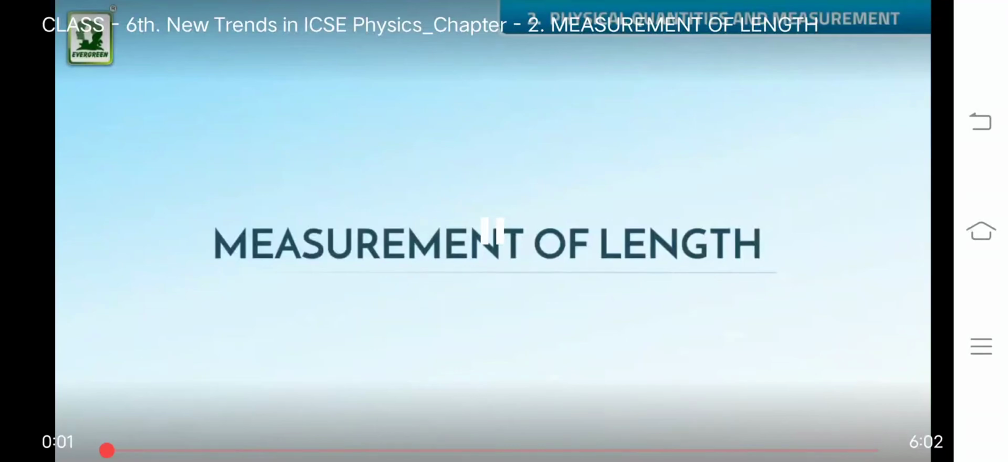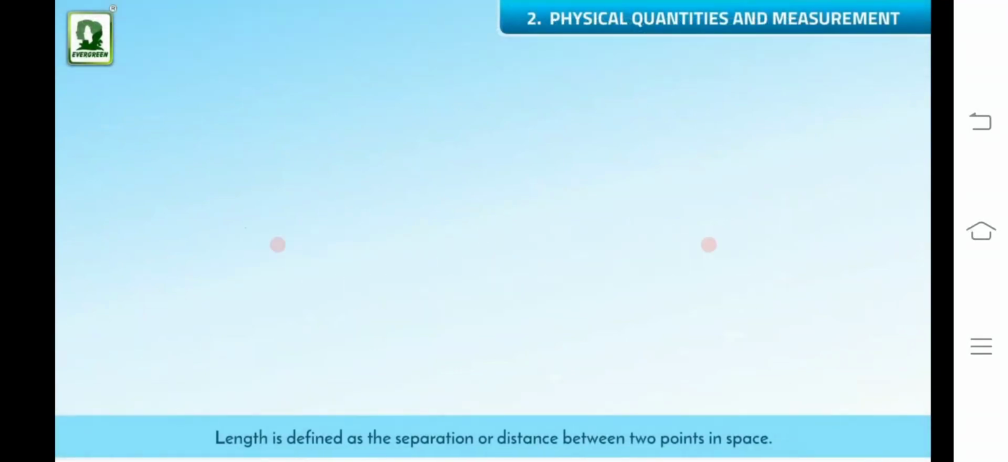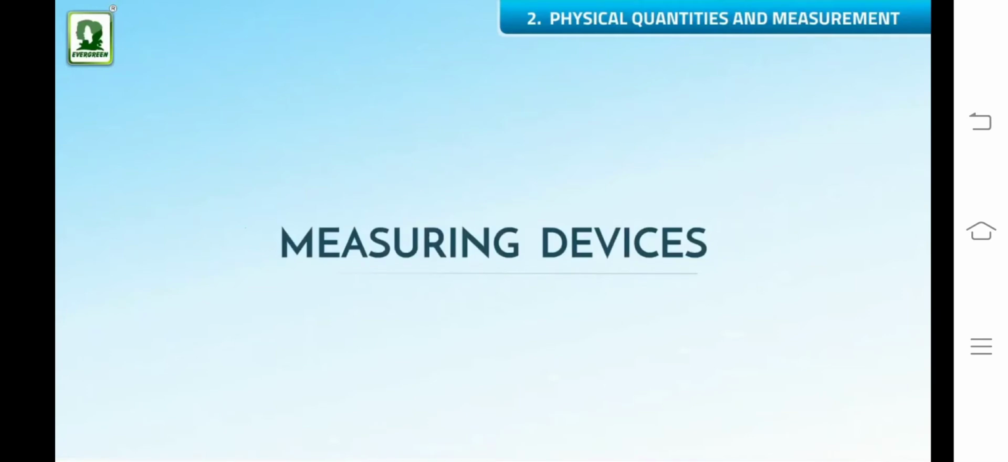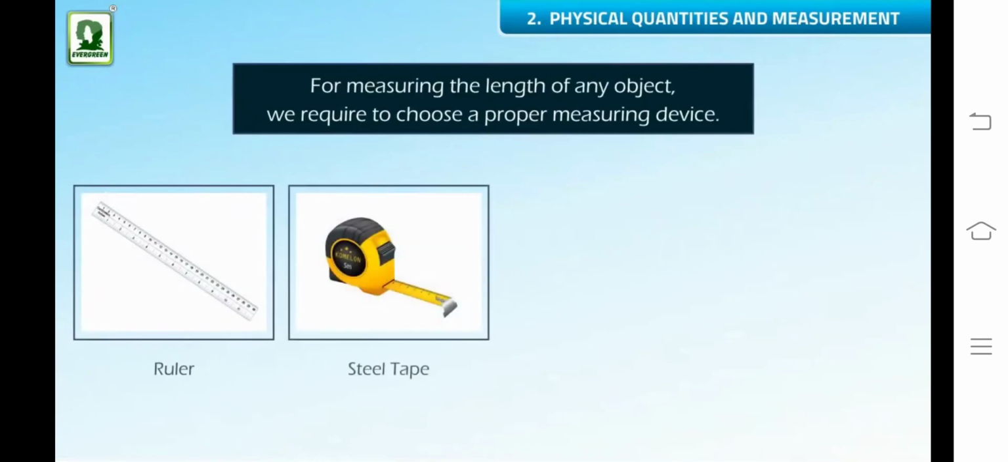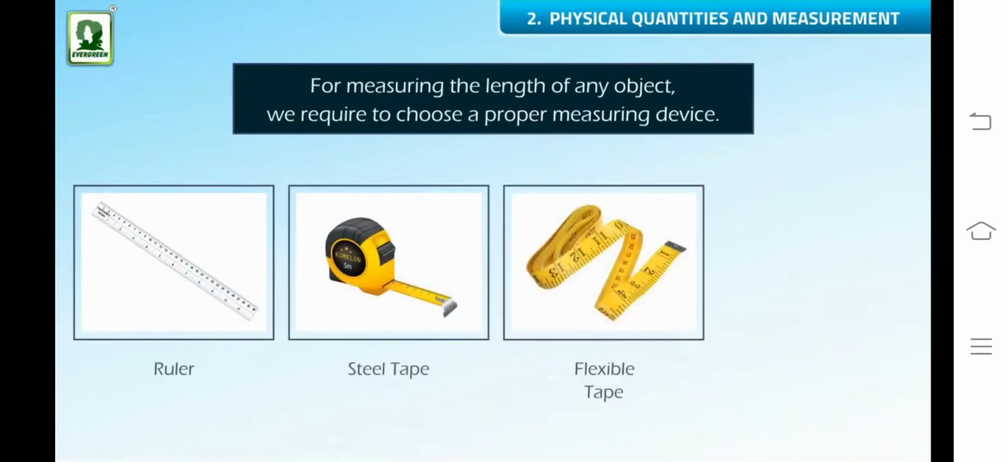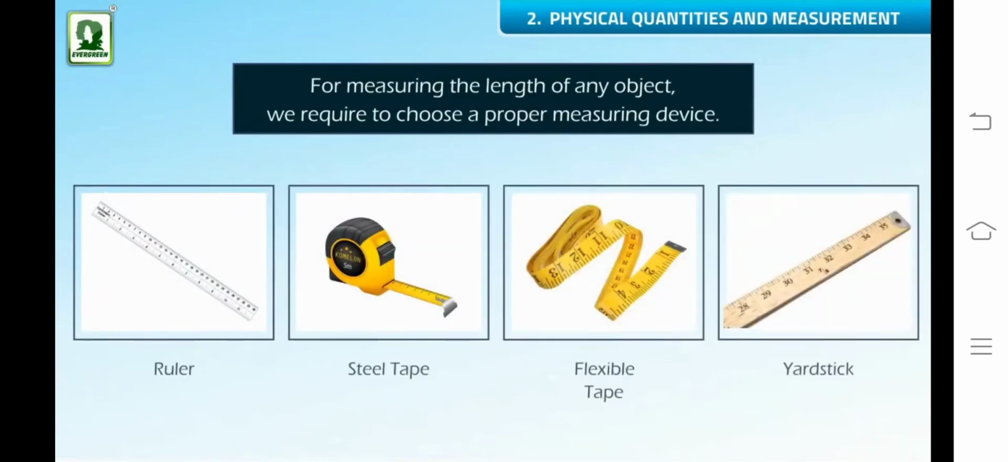Measurement of length. Length is defined as the separation or distance between 2 points in space. Measuring devices. For measuring the length of any object, we require to choose a proper measuring device, for example, ruler, steel tape, flexible tape, yardstick.